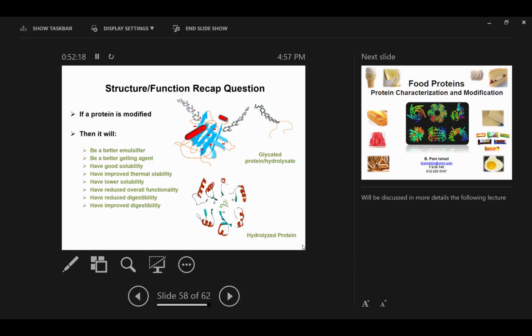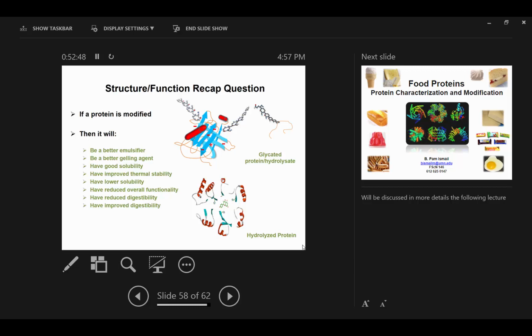Molly? Would it have reduced overall functionality? No. You would hope it is the opposite. Have good solubility? Again, I would say yes. Depending on the enzyme that you use, you can have improvement in any functionality. So it depends on the enzyme and the peptides you produce.